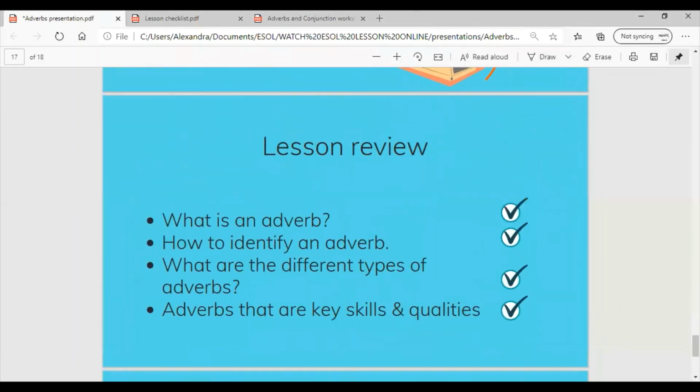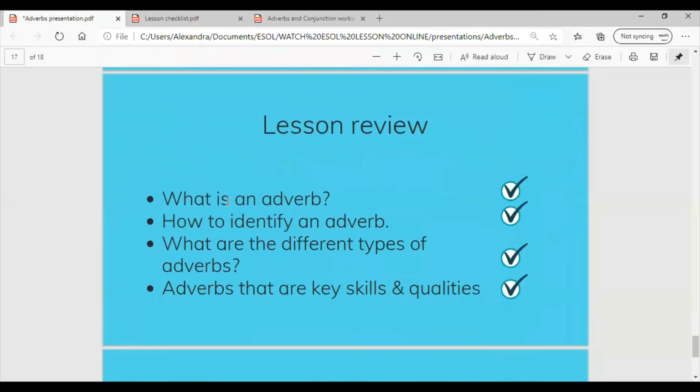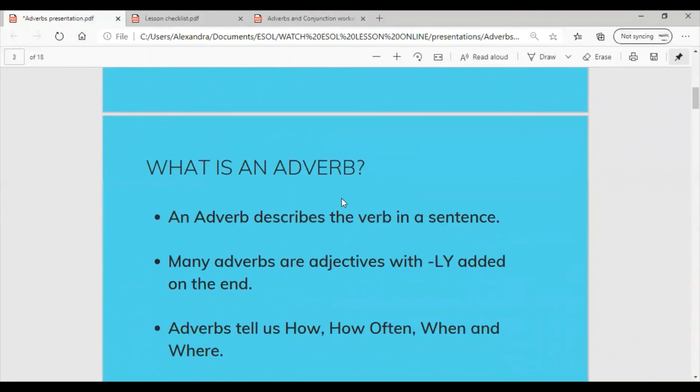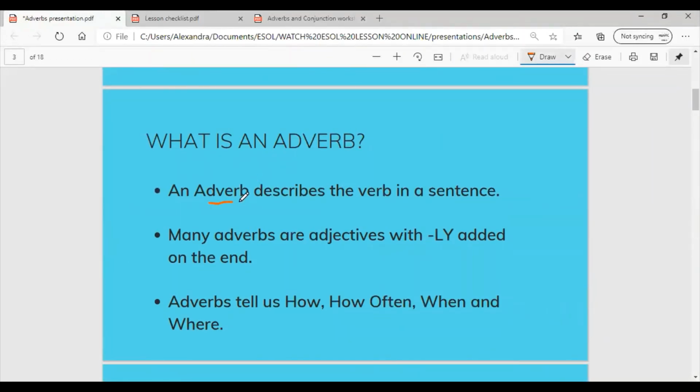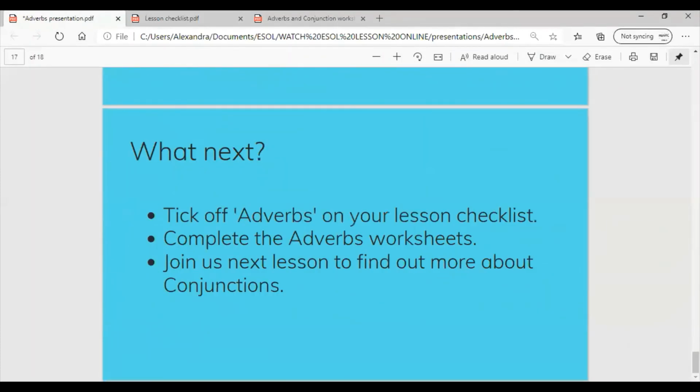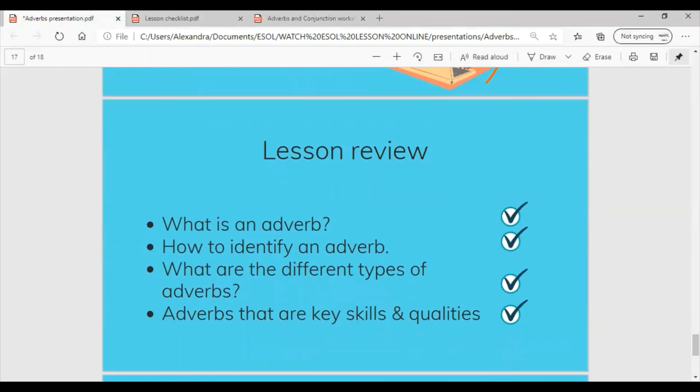And we've not got a lot of time left, so we'll just quickly review the lesson. Today we looked at what an adverb is. We found out that an adverb describes the verb in a sentence. So what is an adverb? The adverb, we've learned, describes the verb in a sentence, and many adverbs are adjectives with the ly added on the end. And adverbs can tell us how often, when, and where a verb takes place. If we remember that key thing, then that is all you really need to remember when thinking about adverbs.